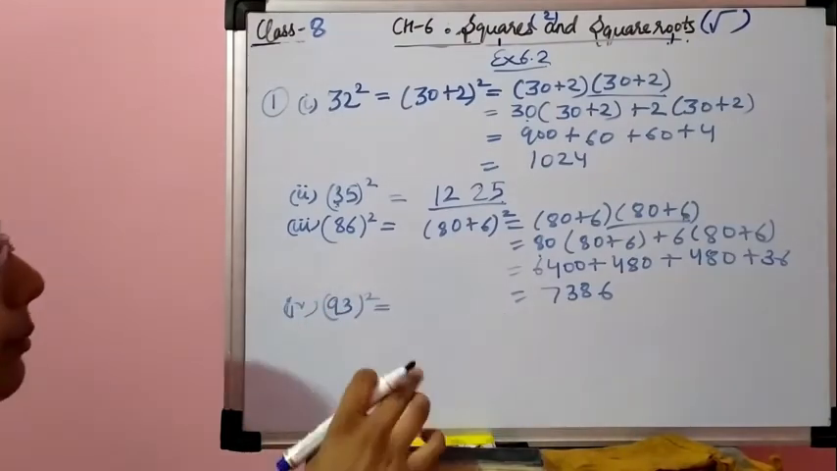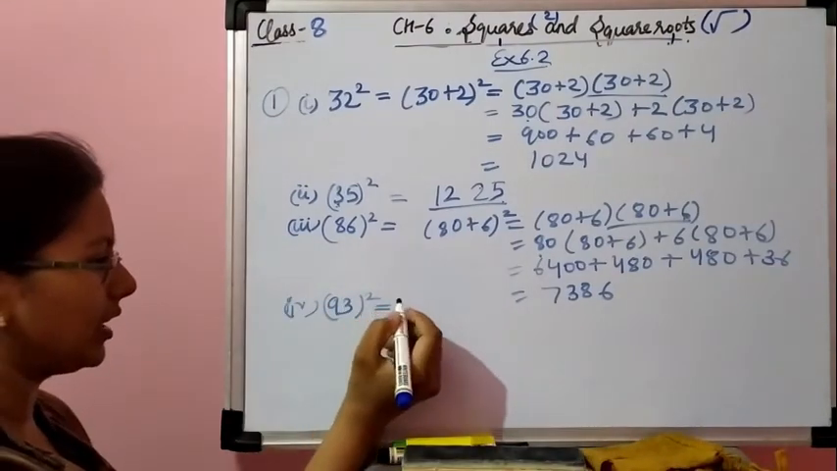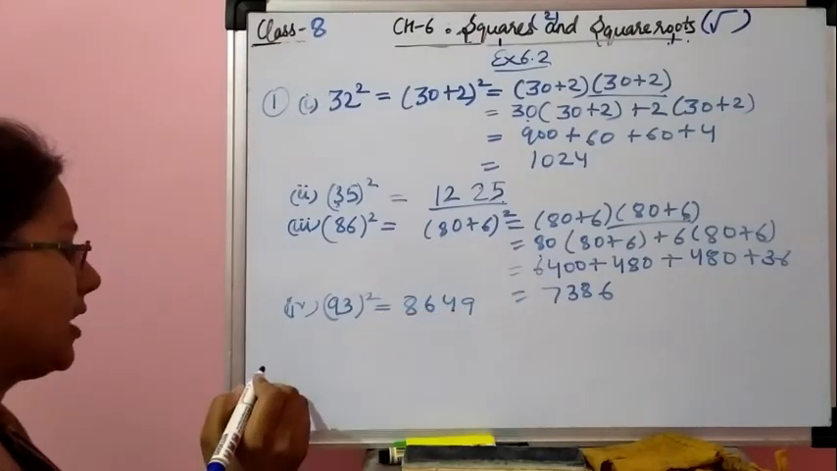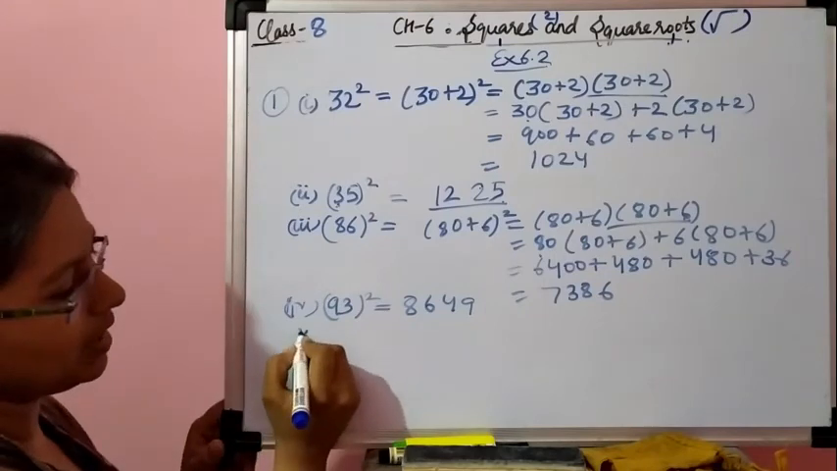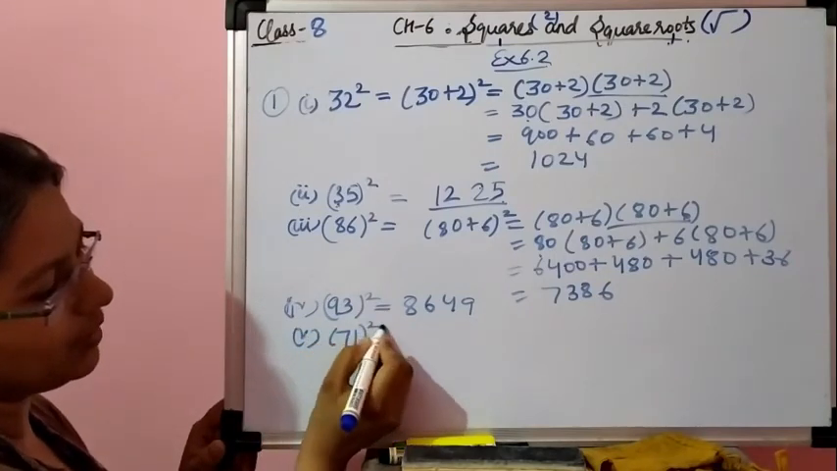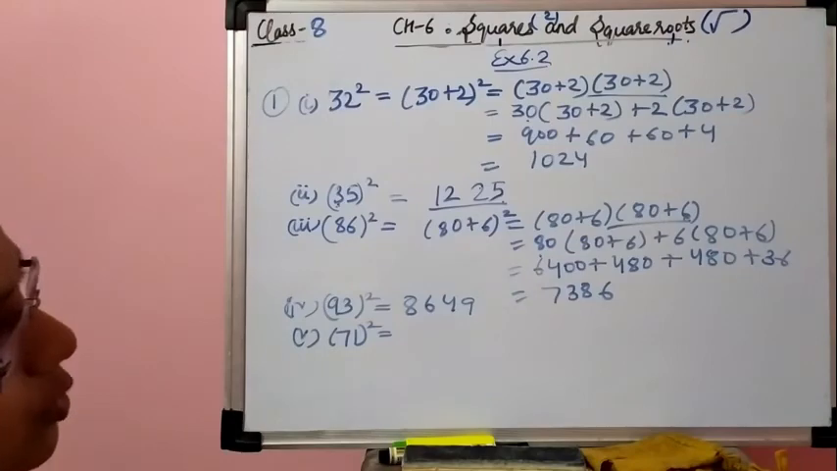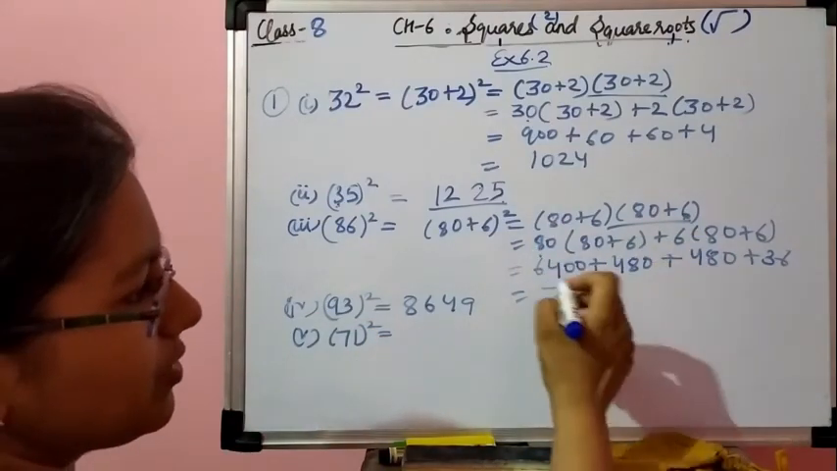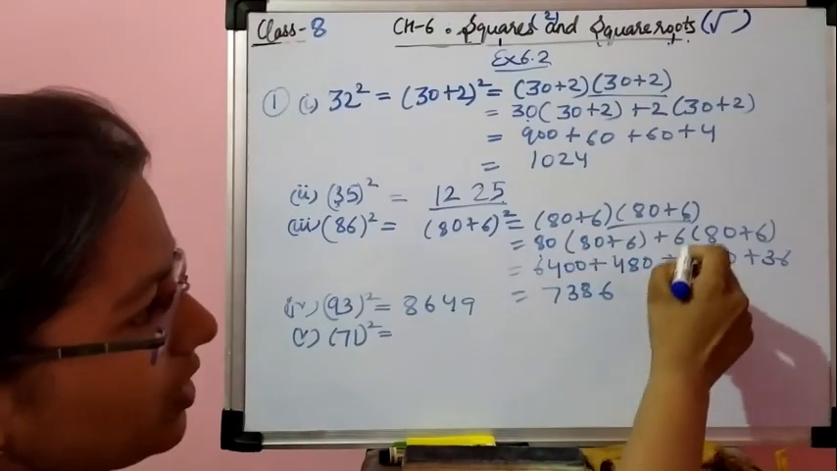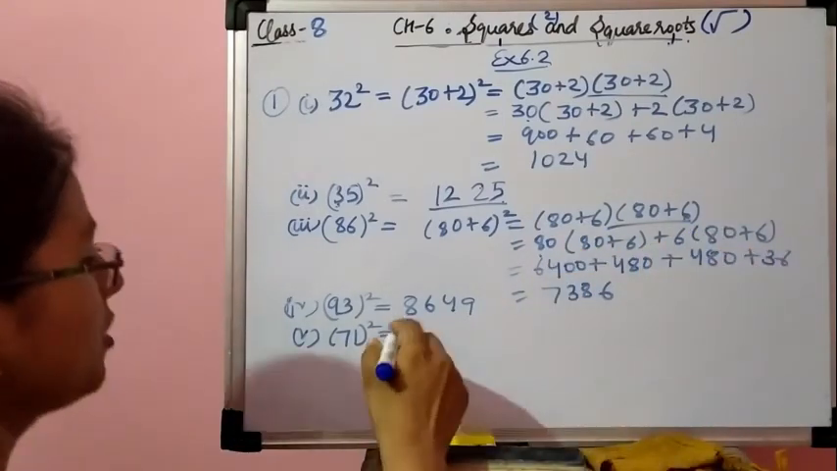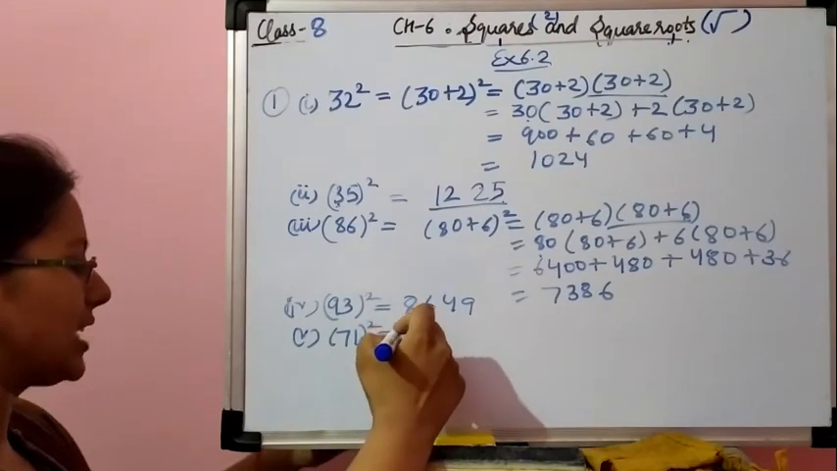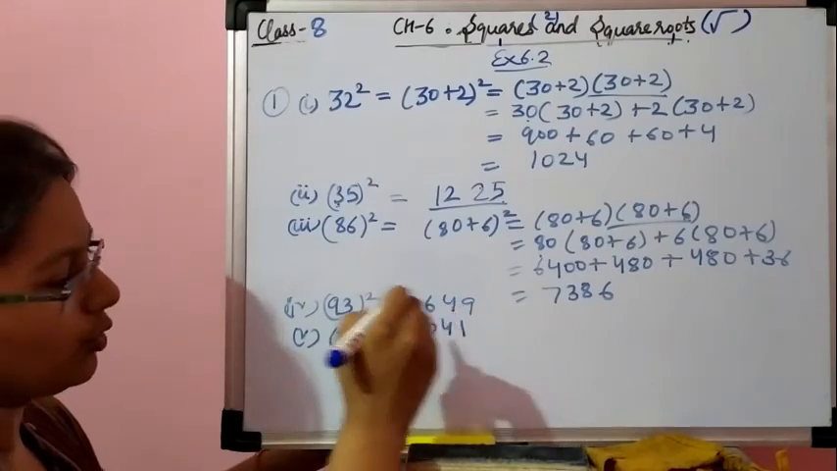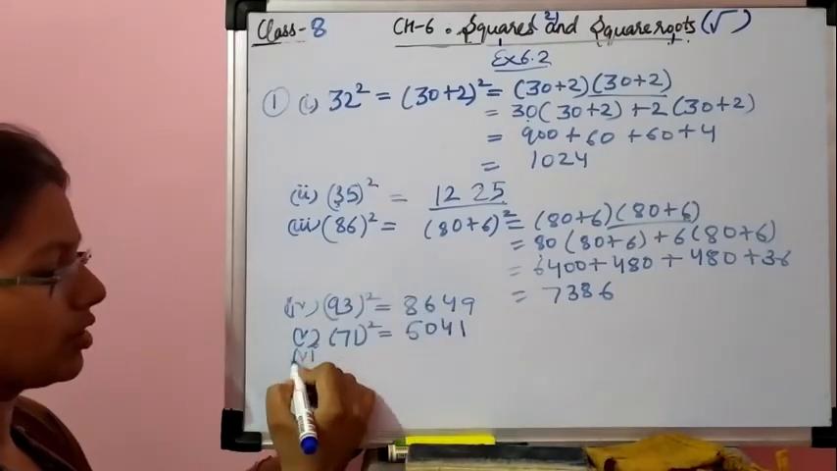Similarly for the fourth part, it is 93 square. You will do it by yourself. I am writing here the final answer, that is 8649. The final answer will be 8649. Similarly for fifth part, it's 71 square. So 70 plus 1 whole square. Same way 2 times, 70 plus 1, 70 plus 1. So when you open all the brackets and add it, the answer should be 5041, and last the answer of sixth part.